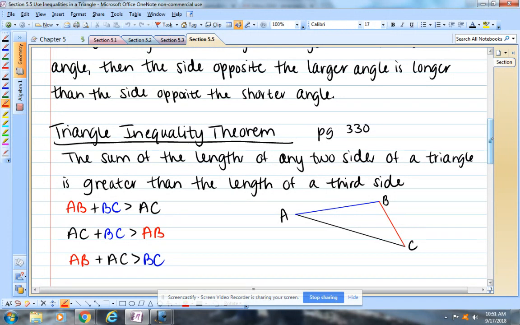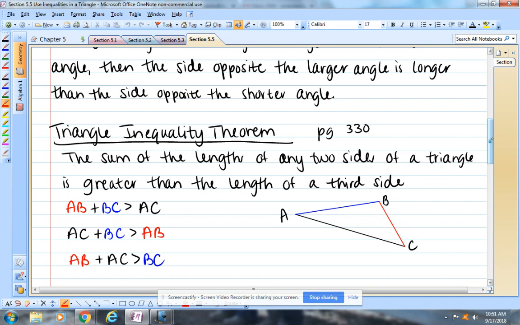So if I add segment AB and BC together, that has to be greater than the length of AC. If I add BC and AC together, that has to be greater than the length of AB. And if I add AB and AC together, that has to be greater than the length of BC. If that's not true, then you do not have a triangle. The vertices would not match up.